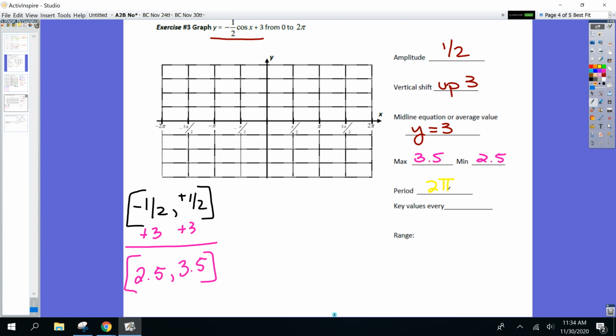Key values. Basically, what's the distance on the x-axis that we're going to plot a point? For now, it's going to be every pi over 2 we plot a point. Okay, every time we go pi over 2, we're plotting a point. And then the range, Liz just did it for us. Low to high, 2.5 to 3.5. And just remember those darn brackets, right?